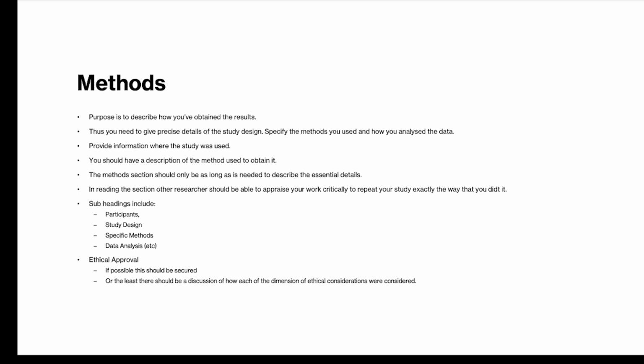In reading the section, other researchers should be able to appraise your work critically and repeat your study exactly the way you did it. Subheadings include participants, study design, specific methods, data analysis, or you can add more depending on the study that you have. You also need to include ethical approval. If possible, this should be secured, or at the least there should be a discussion of how each of the dimensions for ethical considerations was considered.